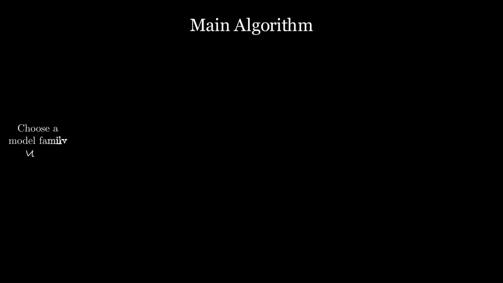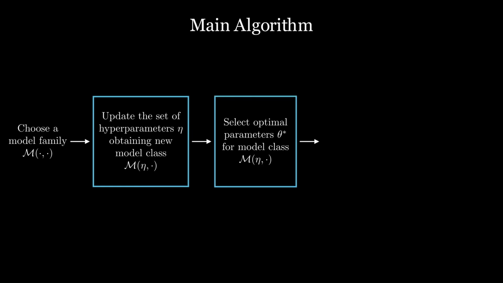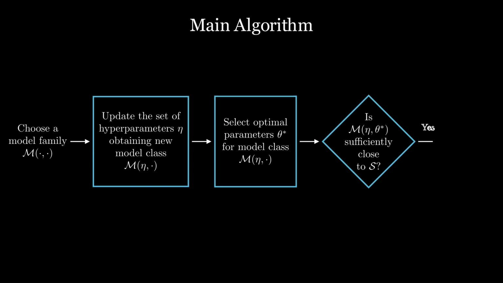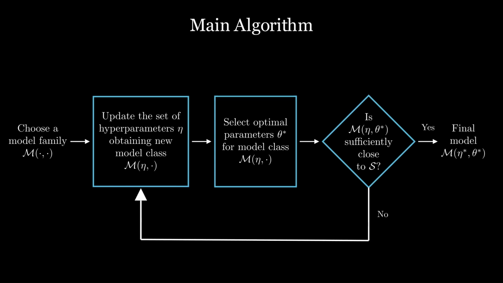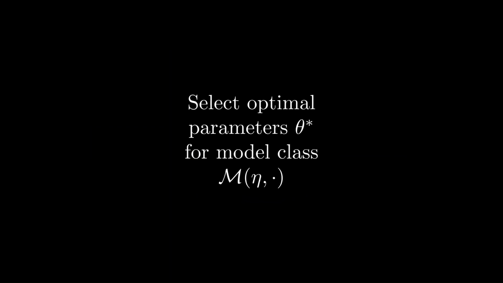For this scope, we proposed an iterative procedure where, given a model family M, we select a model class and then we find the optimal model in the class. If it is close enough to S, we stop. Otherwise, we update the class and repeat the procedure. But let's now focus on optimal parameter selection procedure.